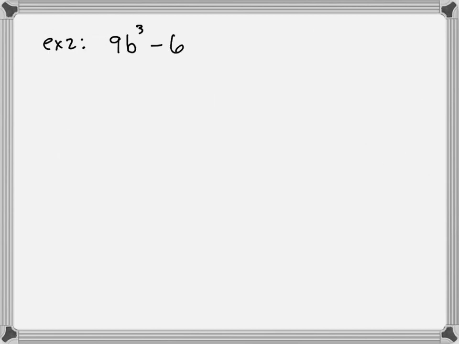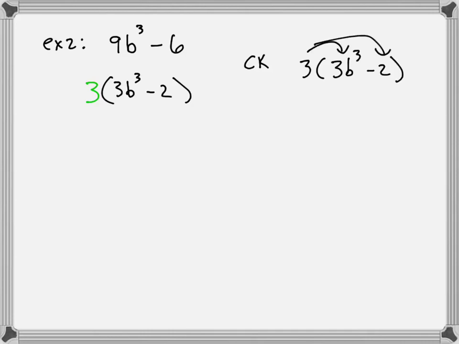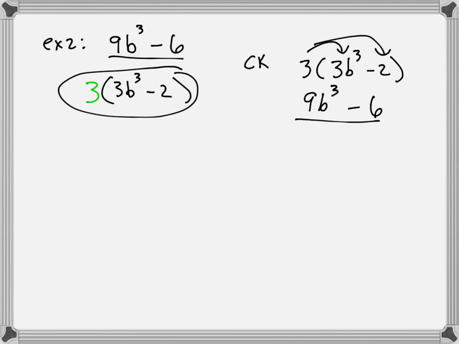Let's look at another example. Here we have 9b cubed minus 6. Our GCF is going to be 3. And if we divide that out, we are left with 3b cubed minus 2. Again, we could go off to the side and check by distribution to make sure that we did end up where we originally started. So 3 times 3b cubed would be 9b cubed, and 3 times negative 2 would be negative 6, which was what we started with. So we have our answer.